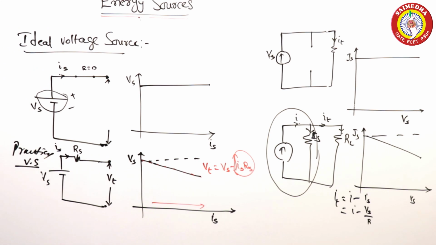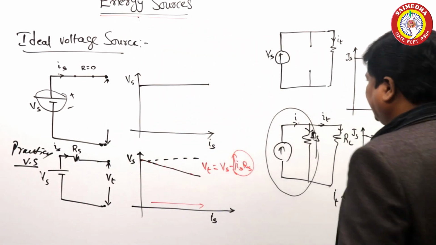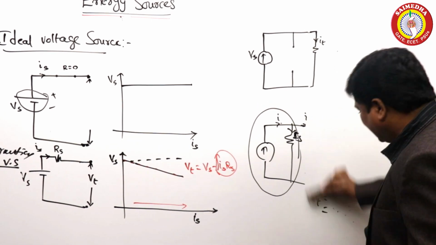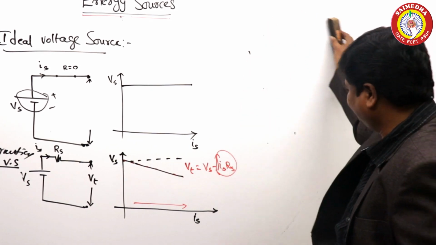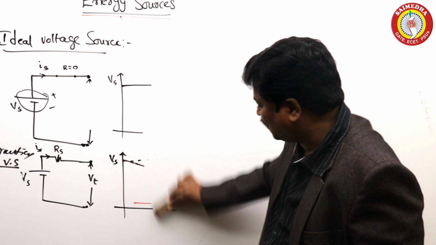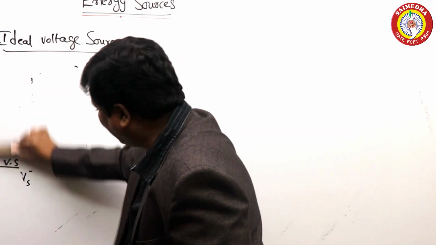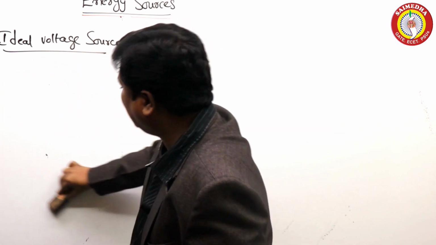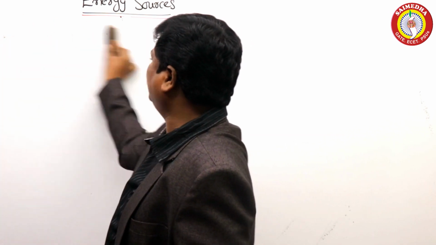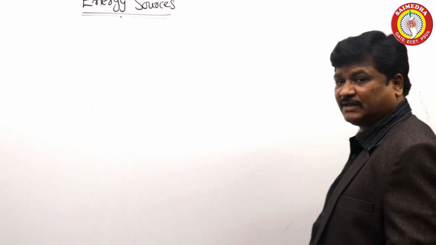Now, I have a small discussion here for you. Sir, what is the effect of a parallel resistance across an ideal voltage source? Did you get my question? Once again, I repeat the question. What is the effect of a parallel resistance, shunt resistance, across an ideal voltage source? That is, does the voltage across the terminals decrease, increase, or not change? Can you guess the answer for that?